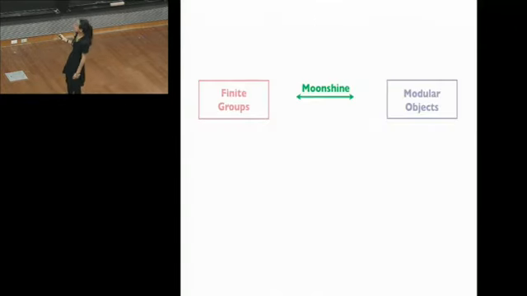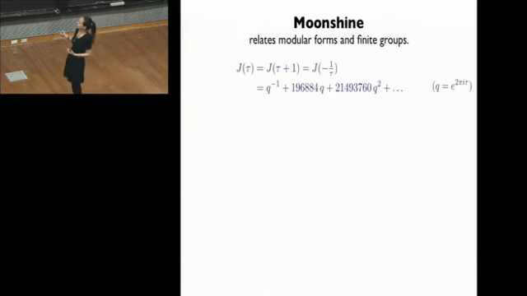Okay, so that's the introduction about finite groups. Now I can finally tell you what Moonshine is about. As I said, Moonshine is a term that's introduced to describe a relation between modular forms and finite groups. Let's start with a classical, very famous example, the monstrous Moonshine.